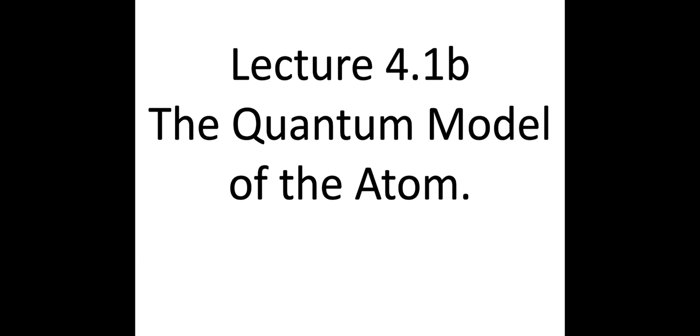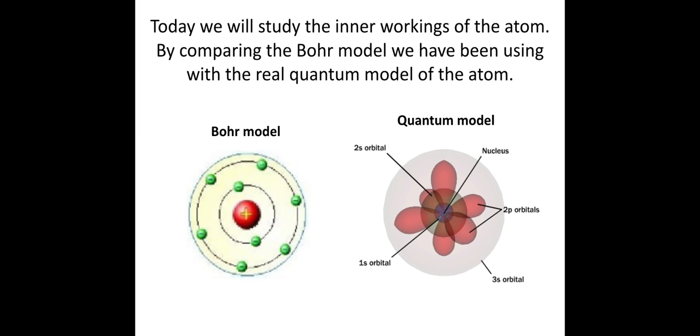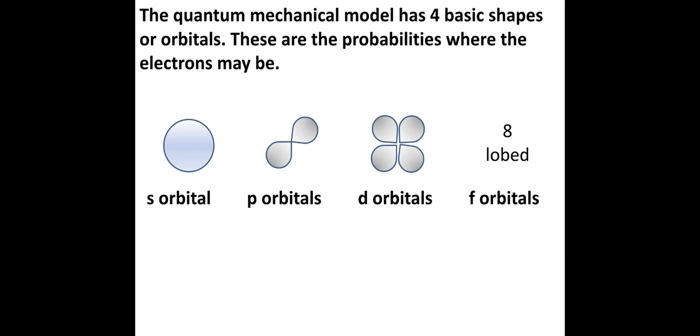So the next one on your packet is 4.1b. We are going to take a closer look at the quantum mechanical model. Again, it's going to help you better understand what we're doing in 4.1 with electronic configuration. So we went from the Bohr model to the quantum mechanical model, and we are going to work on the quantum mechanical model in today's lesson.